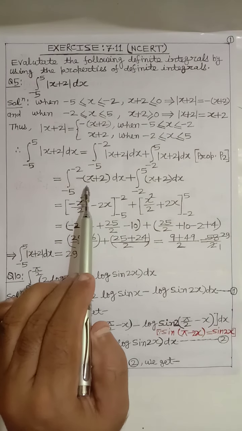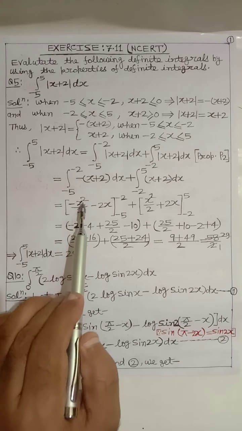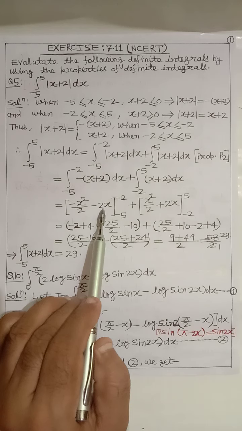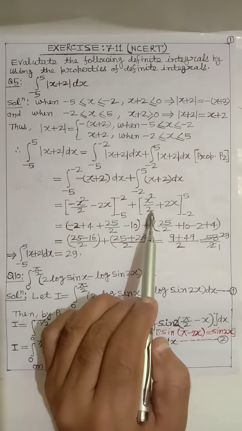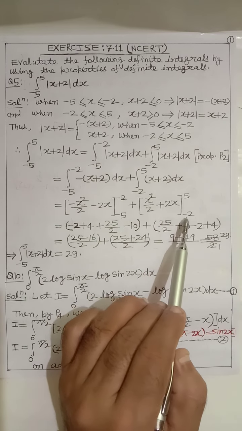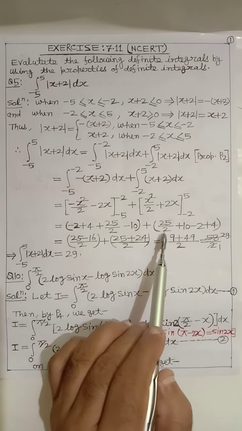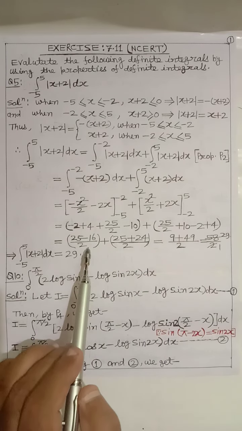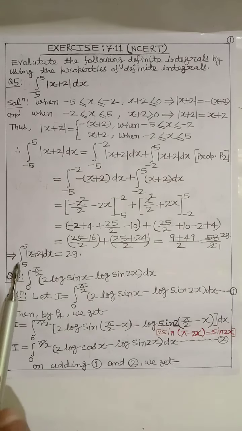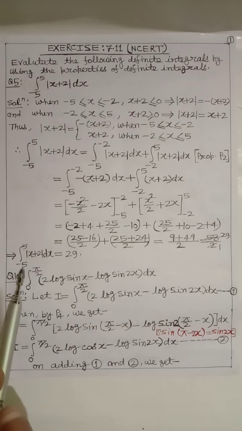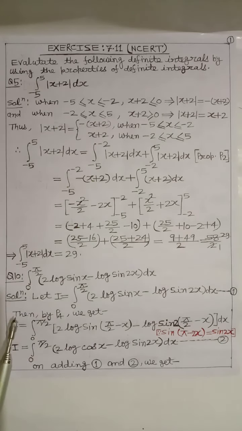And we integrate these two, we get minus x square by 2 minus 2x, limits from minus 5 to minus 2, plus x square by 2 plus 2x, limits from minus 2 to 5. And we solve this. You can easily understand, and finally we get 29. Therefore, integration of minus 5 to 5 of mod of x plus 2 dx is equal to 29.